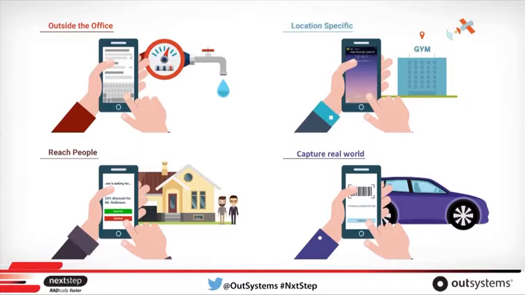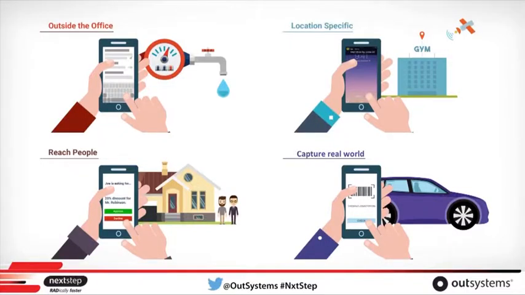So, a quick recap. These were the usage patterns that I identified. Working outside of the office, location-specific applications, applications that will be more aware of the user and will help the user where he is, on time, on the spot. It will enable business to run smoother by making it possible to reach out to people that are important to make decisions. And of course, capture the real world as it happens, in the format that it happens. No longer paper, no longer written. Sometimes just a picture, sometimes just a sensor.